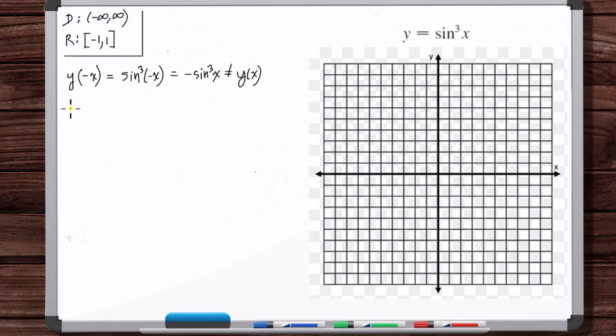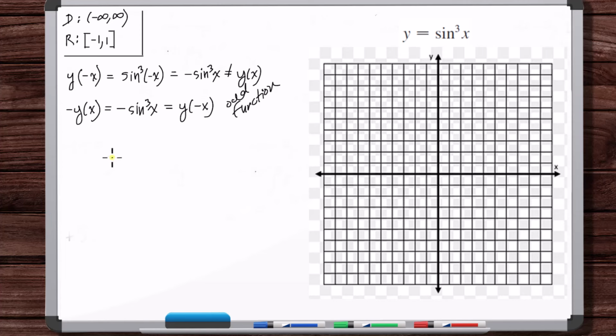All right, what about, is this an odd function? So minus y of x is equal to minus sine cubed of x, and this is equal to y of minus x. So we just saw here, this is an odd function.